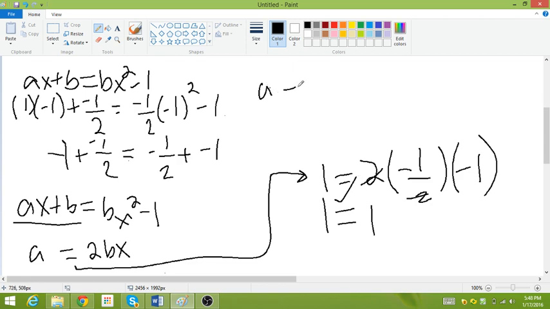So a is equal to 1, and b is equal to negative 1/2.